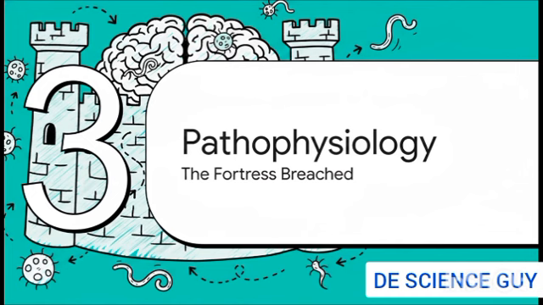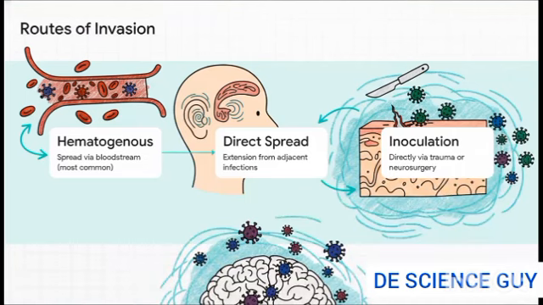All right, Section 3, Pathophysiology of the brain, the fortress breached. You might be wondering, how do these bugs actually get in? Well, the most common way is literally by hitching a ride in your own bloodstream. We call this hematogenous spread. The other routes are direct extension, which means it physically spreads from an adjacent sinus or ear infection, or direct inoculation, like from trauma or surgery. And once these pathogens reach that subarachnoid space, they have a terrifying advantage. Your spinal fluid has very, very limited immune defenses, so they multiply rapidly, like wildfire.